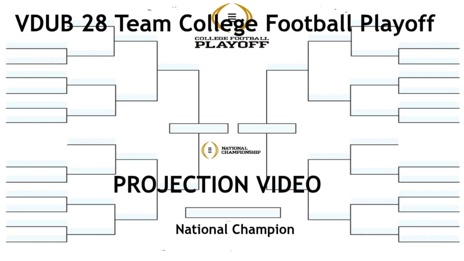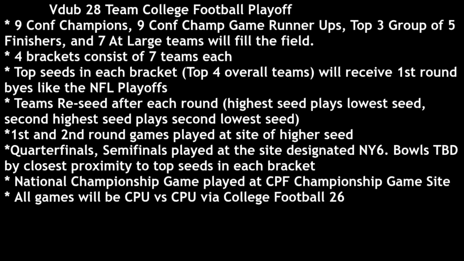So without further ado, we are going to go through how this whole process works. So here's how it's going to work out. If you're playing in the conference championship game in real life, that means you're guaranteed a spot, whether you win the conference championship game or are the runner-up. Now, as far as group of 5 teams go, the top 3 third-place finishers in the group of 5 will get a spot into the college football playoff in this 2018 field, as well as 7 at-large teams.